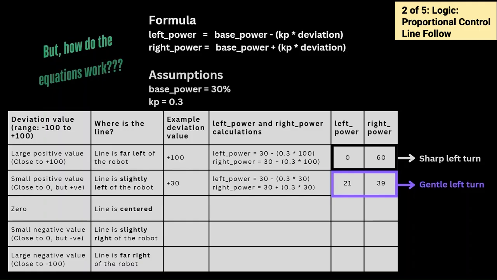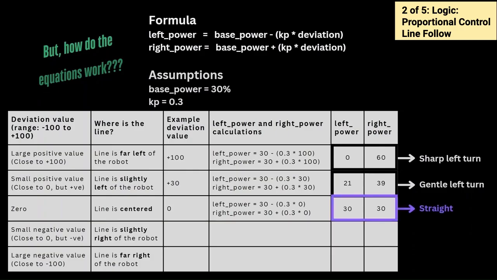For the third example, we will take a 0 deviation value, which means the line is perfectly centered. The left power and right power calculations are as shown here, and they result in the left power and right power both being 30. So with equal power sent to both wheels, this means that the robot drives straight, as expected when the line is centered.